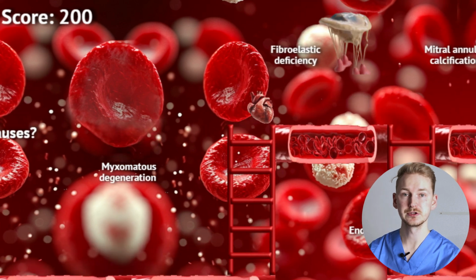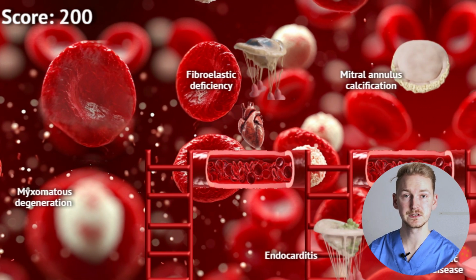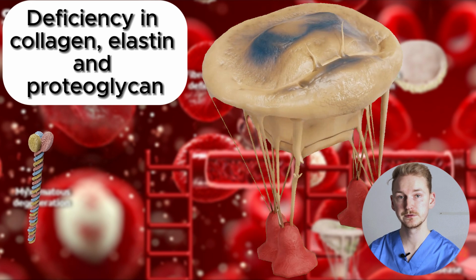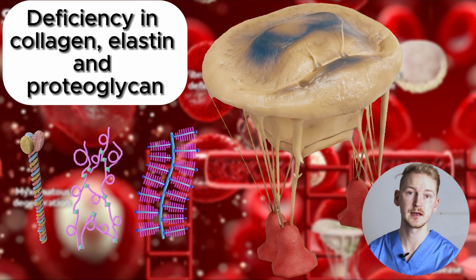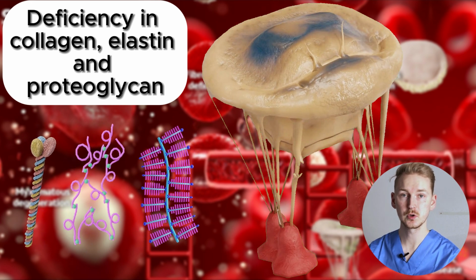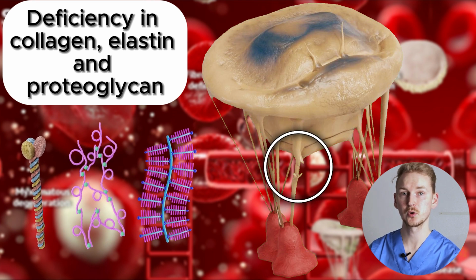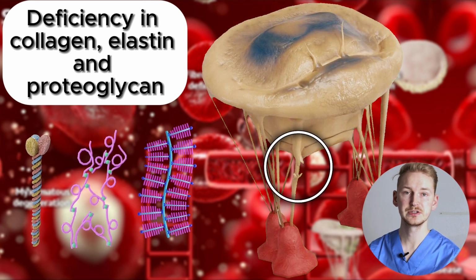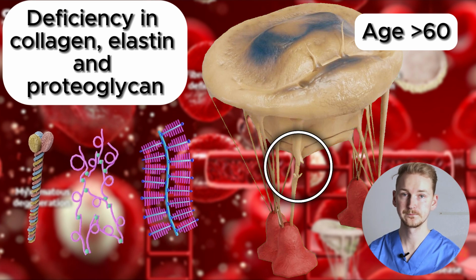A similar condition is fibroelastic deficiency caused by a deficiency in collagen, elastin, and proteoglycans. It's relatively common, associated with chordal rupture causing prolapse. It's mainly seen in patients above the age of 60.